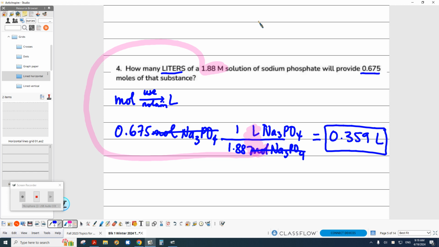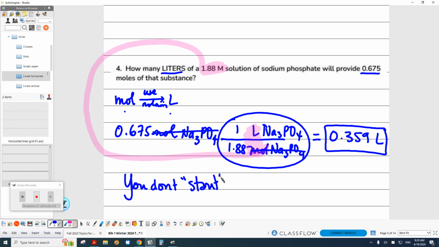This is a moles to liters conversion using molarity as the conversion factor. You don't start with molarity. Can I just write that down now? You don't start with molarity. Don't start with molarity. The molarity is a conversion factor. You need to start with what's given to you. In this case, 0.675 moles was the information in the question. That's the given.